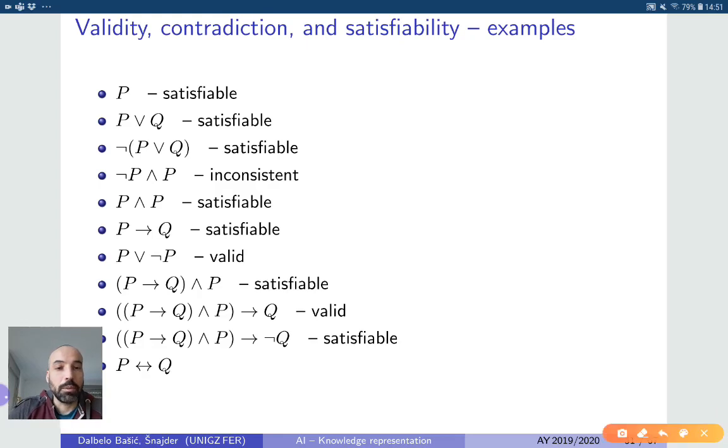What about the last one, P equivalent to Q? Now, if you go back and look at the semantics of the equivalence operator, you'll realize that the formula is going to be true if both P and Q are true, or both P and Q are false. So there are 2 models out of 4 interpretations, which makes the formula satisfiable. Okay.